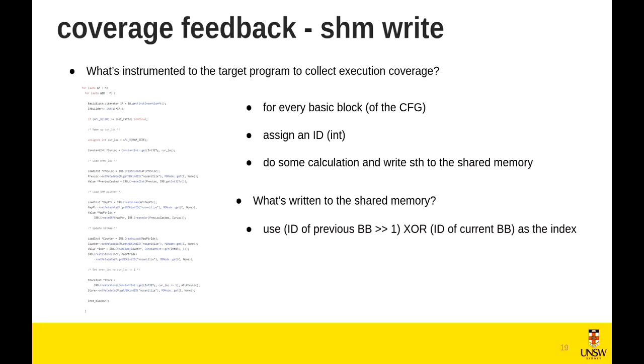In order to write to an array, or to a piece of memory, we need to first locate the index we should write to, right? The index here is calculated as the ID of the previous basic block, right shifted by 1 bit, XOR the ID of the current basic block. This is used as the index for accessing the bitmap, the shared memory. And then we add 1 to that bitmap value, the value in the shared memory.